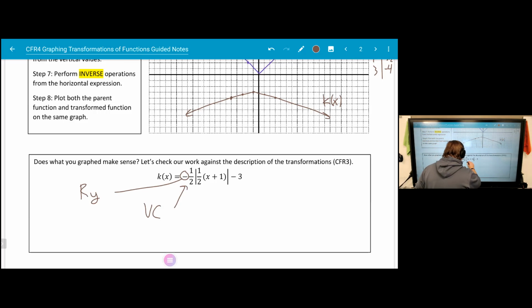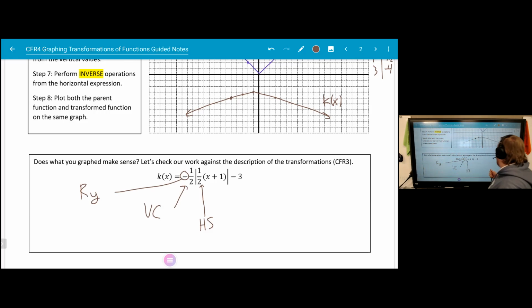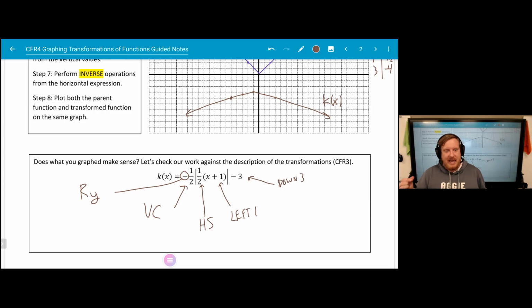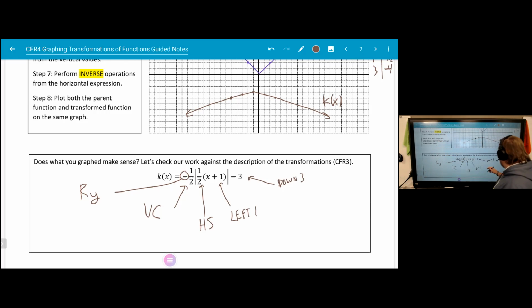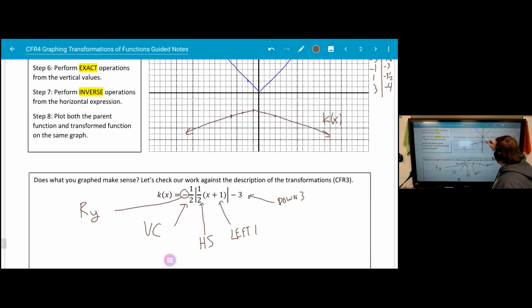On the inside, this half multiplying in here is a horizontal stretch. So I'm taking it horizontally and pulling it wider. So not only did I compress it to make it wider, now I'm pulling it and making it wider. So it's super wide now. We have x plus 1, so this would be left 1. And we have -3 out here, so this would be down 3. Let's check our vertex, that central point here. Did that go left 1 and down 3? Left 1 and down 3.